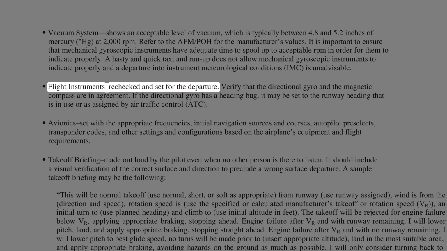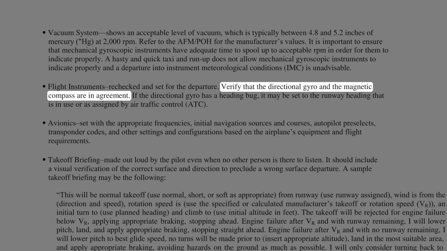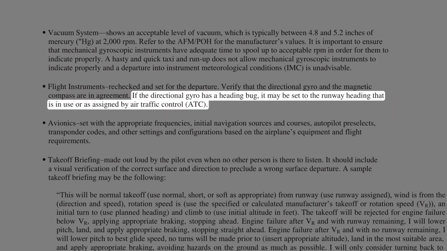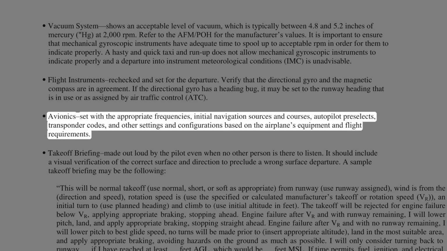Flight instruments, rechecked and set for the departure. Verify that the directional gyro and the magnetic compass are in agreement. If the directional gyro has a heading bug, it may be set to the runway heading that is in use or as assigned by air traffic control, ATC. Avionics, set with the appropriate frequencies, initial navigation sources and courses, autopilot preselects, transponder codes, and other settings and configurations based on the airplane's equipment and flight requirements.